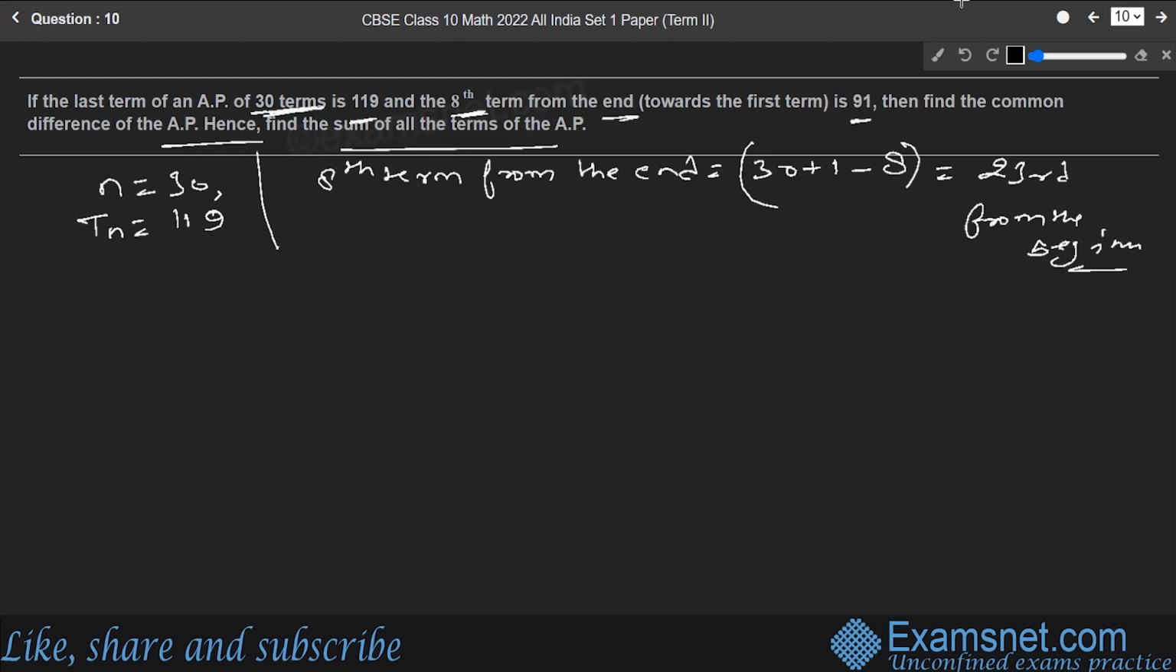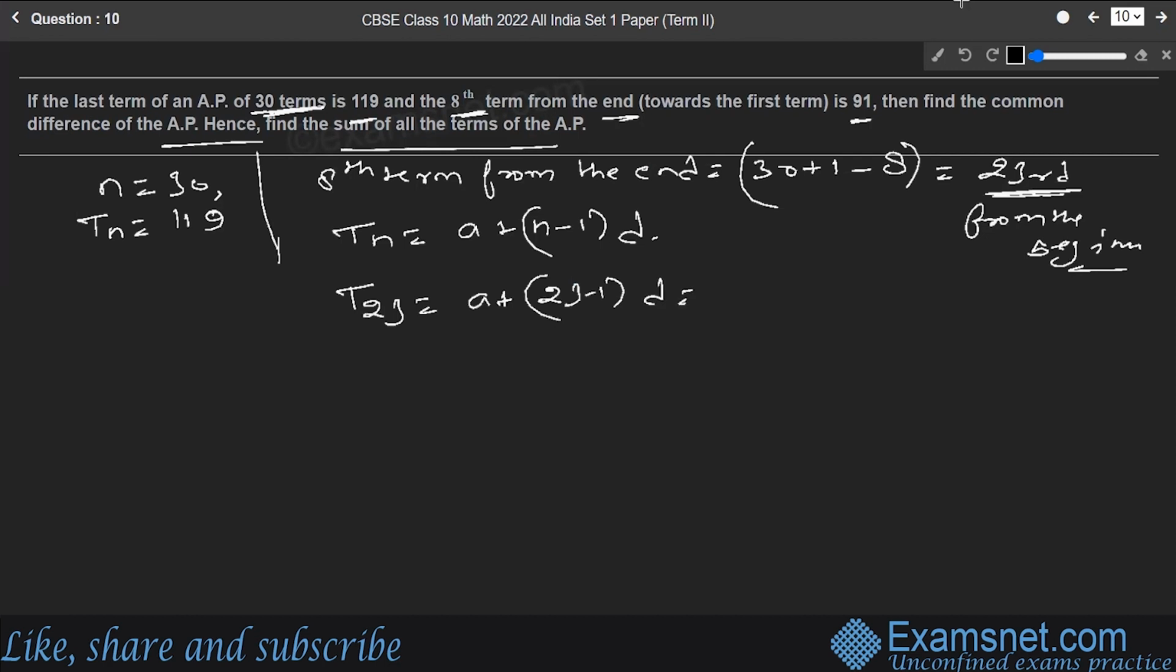So for the 23rd term, as per the nth term formula, what is the nth term formula? Tn is equal to a plus n minus 1 d. That is the nth term formula in AP. We are supposed to find the 23rd term, so T23 will be a plus 23 minus 1 d, that is nothing but a plus 22d. This is given to be the term from the end, which he said is 91.